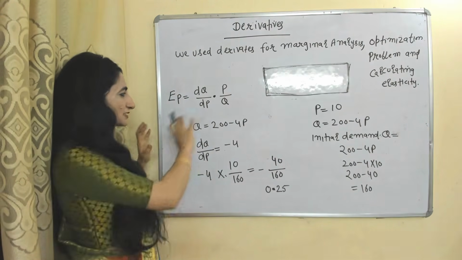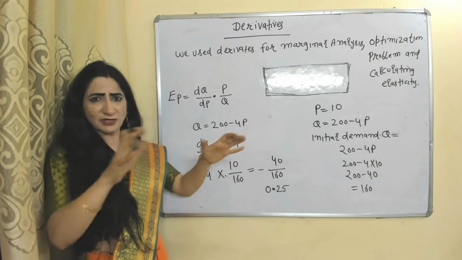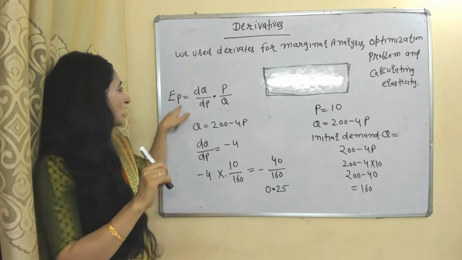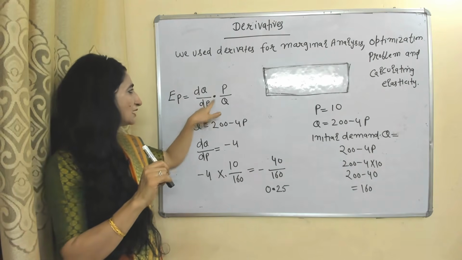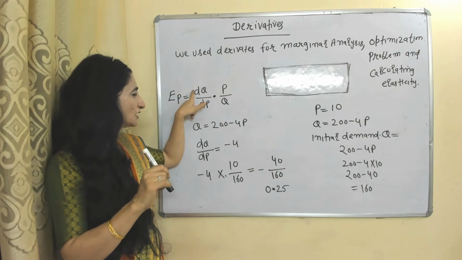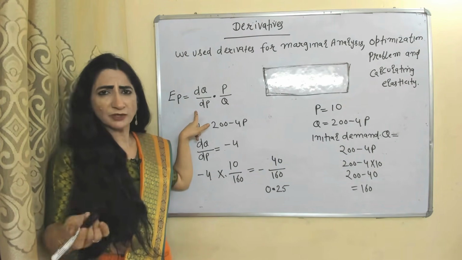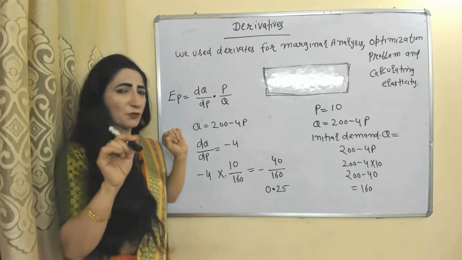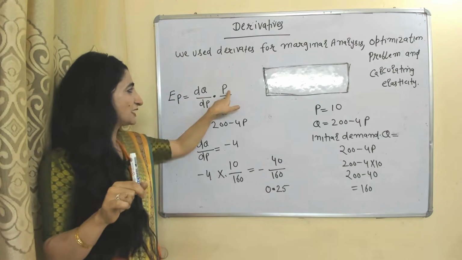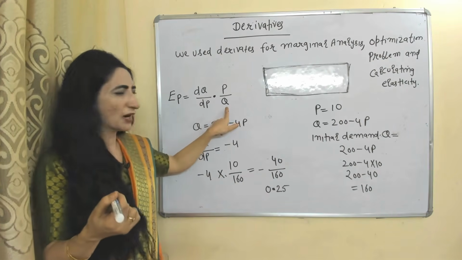Now we will see one example of how to calculate elasticity by using a derivative. Formula: dq over dp into p over q. dq over dp means we will differentiate with respect to p. P means price. Here p is the initial price, q is the initial quantity.